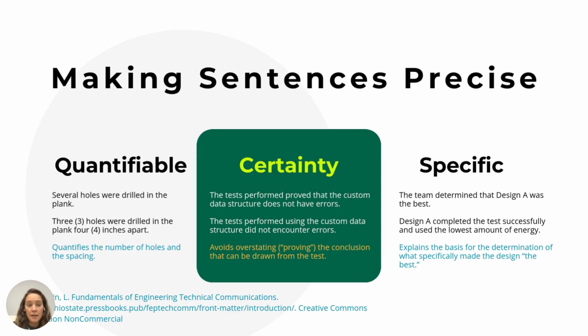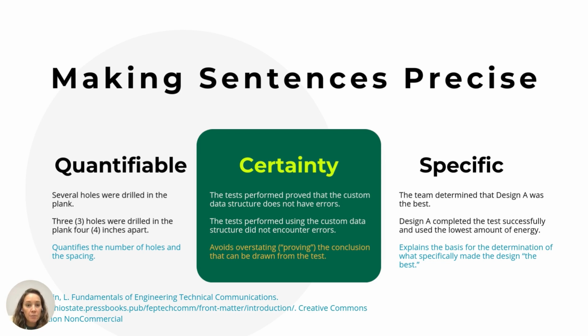And the first one, quantifiable. If you say several holes were drilled in the plank, well, several isn't very specific. And so we can turn that into a quantifiable number by saying 3 holes were drilled in the plank 4 inches apart. With certainty, so level of certainty, we're talking about how certain you can say you are with the results that you found.